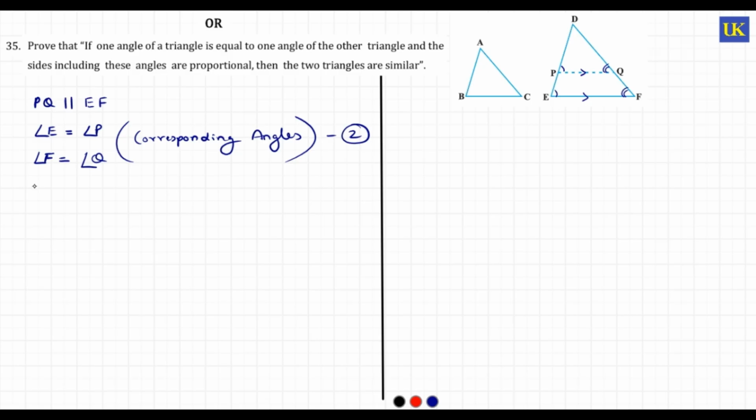Now from 1 and 2, we can say that angle B is equal to angle E and angle C is equal to angle F. By comparing the first equation and the second equation, we can say that B is equal to E and C is equal to F.